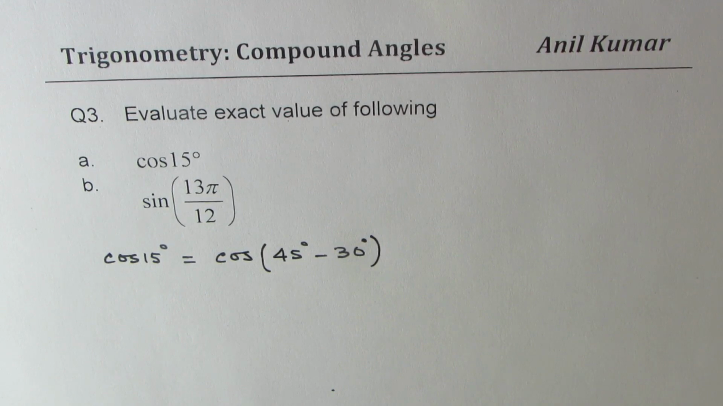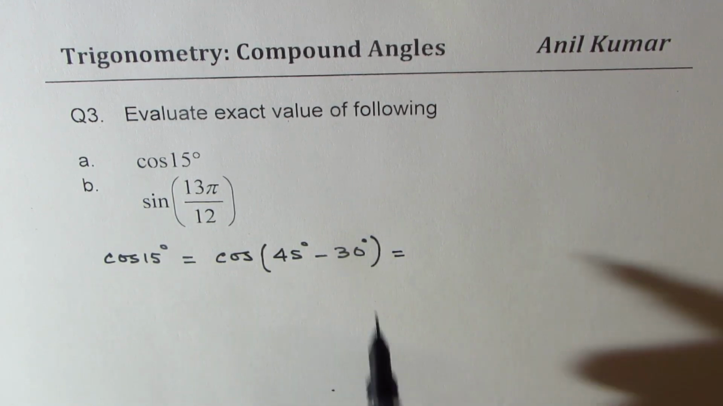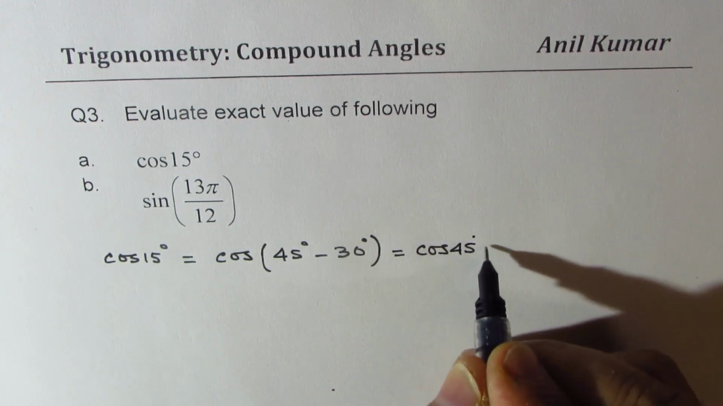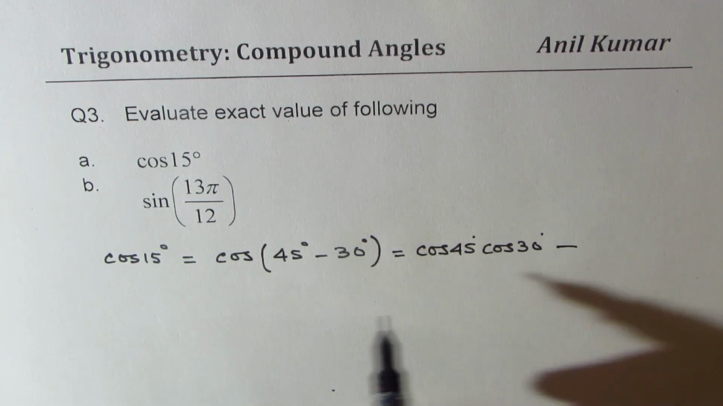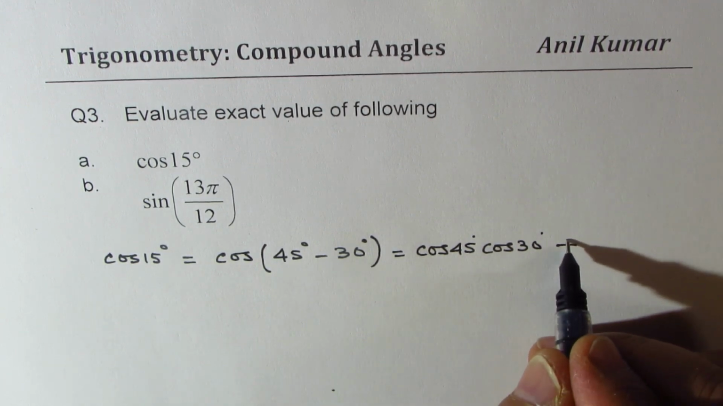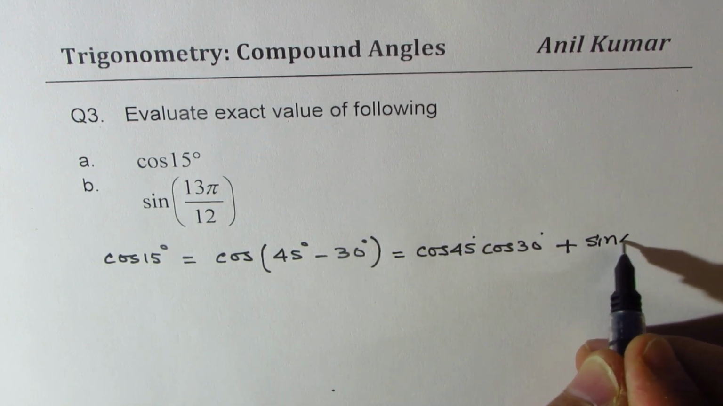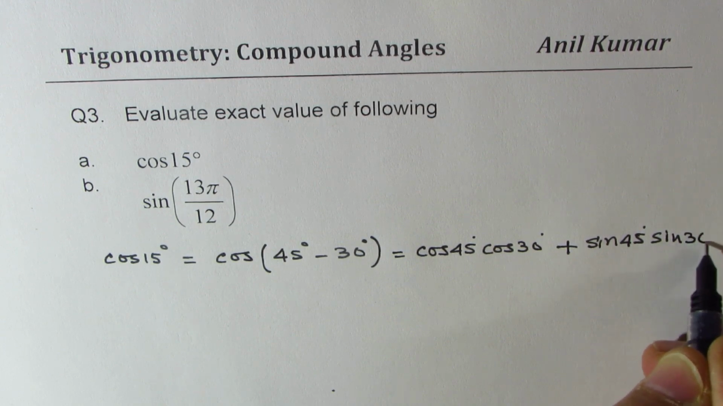Correct? And now we can use the compound angle formula, which you remember by now, which is cos of 45 degrees times cos of 30 degrees. Should I write plus or minus? If it is minus, we have to write opposite sign for cosine. Perfect. Sine of 45 degrees and sine of 30 degrees.